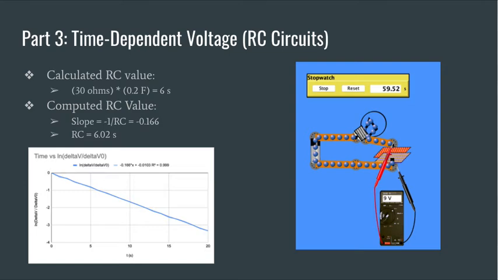For the last part of this lab, I calculated the RC value for the circuit shown on the screen using the voltage drop data. I set up a linear regression of the data that I took during the lab and then calculated the slope as a reciprocal of the RC value, which I found to be 6.02 seconds. This ended up being slightly above the one from the circuit value, which was 6 seconds.